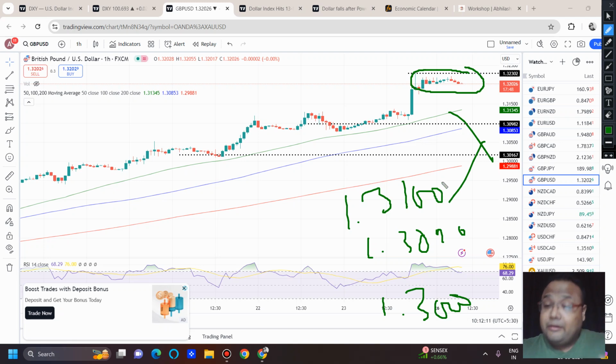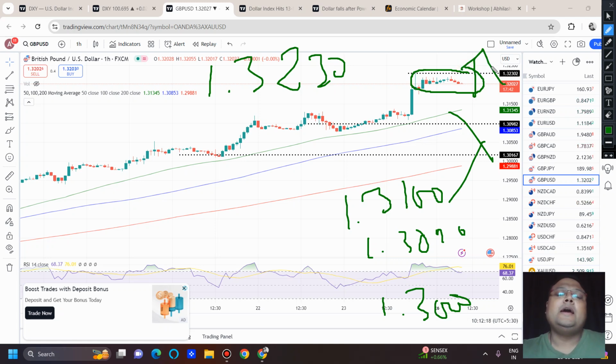But if GBP USD breaks 1.3230, then we can look for a buy above it. It's a breakout trade. It will be a riskier one. As we all know, buying at retracement is safer, but if retracement levels are far away, then the chances of market coming for retracement are very less.